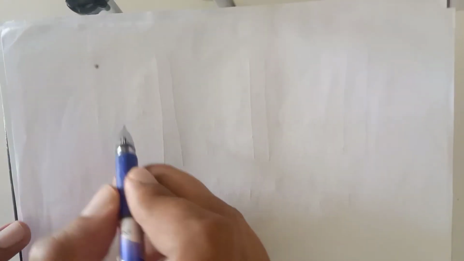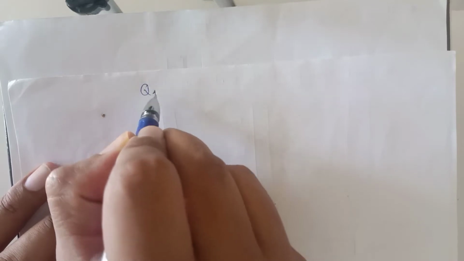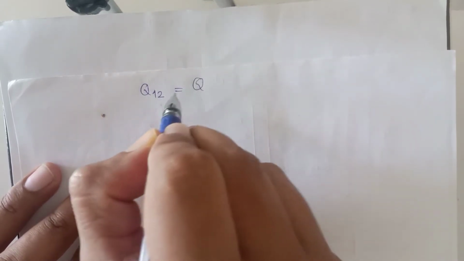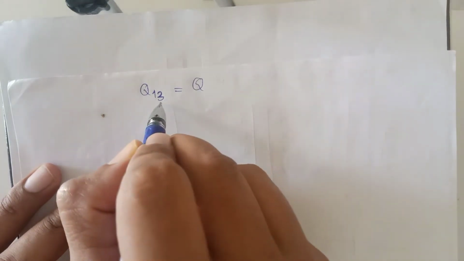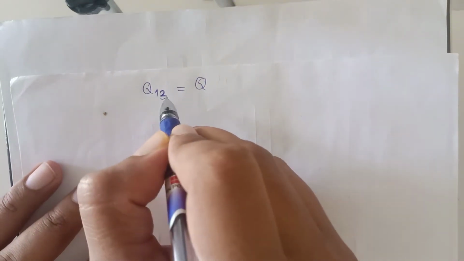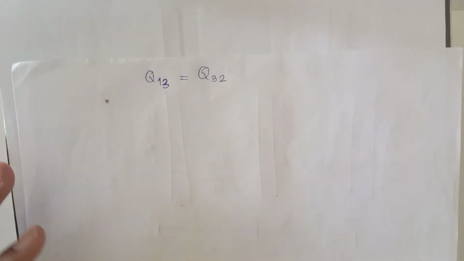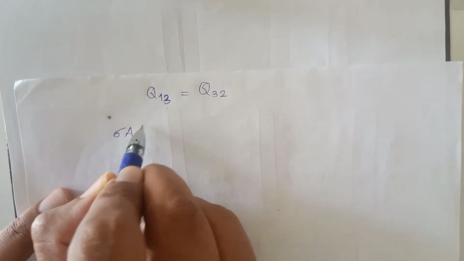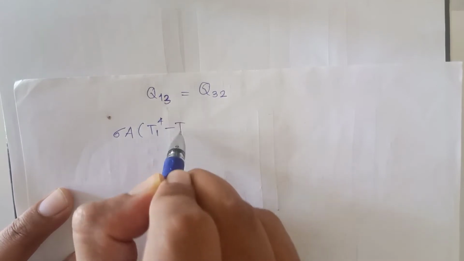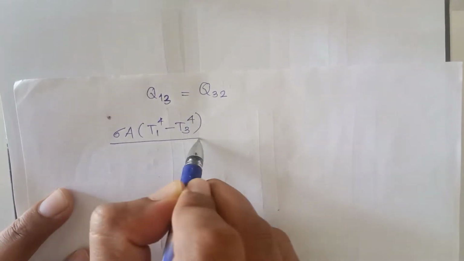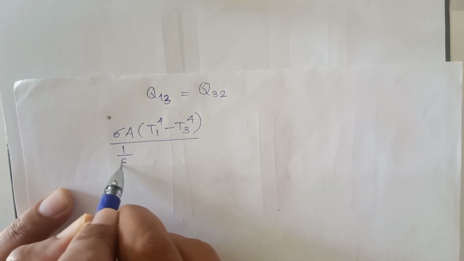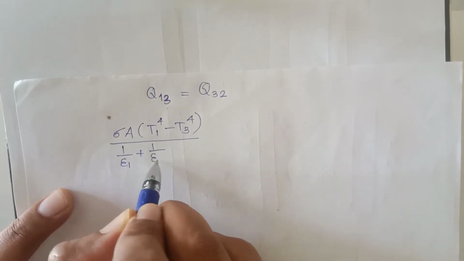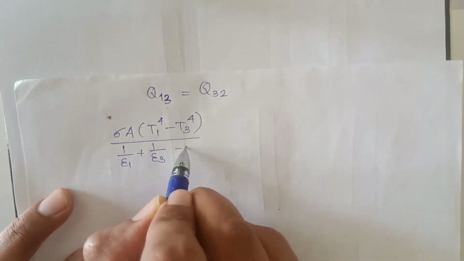Okay, so now what do we see? At steady state, Q1 to 2 is equal to, my mistake, it will be Q1 to 3, because radiation shield is designated as surface number 3. It is equal to Q3 to 2. Okay, now how do we proceed with this? Between surface 1 and 3, it will be simply sigma A multiplied by T1 raised to 4 minus T3 raised to 4 divided by 1 upon emissivity of the first surface plus 1 upon emissivity of the next surface, which is now surface number 3, minus 1.